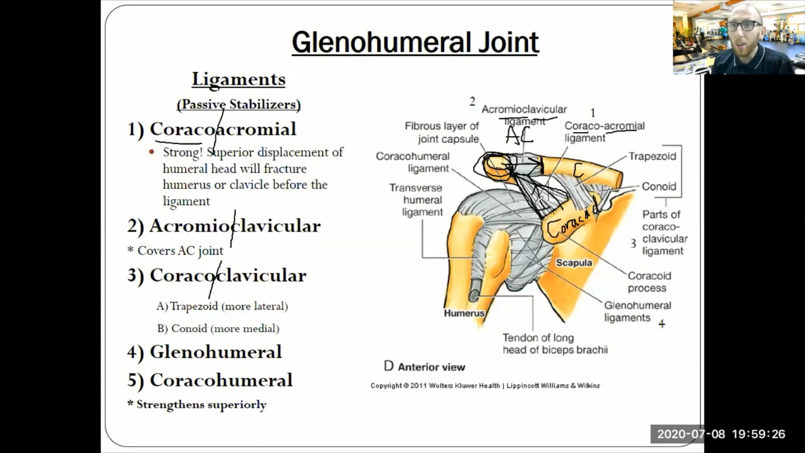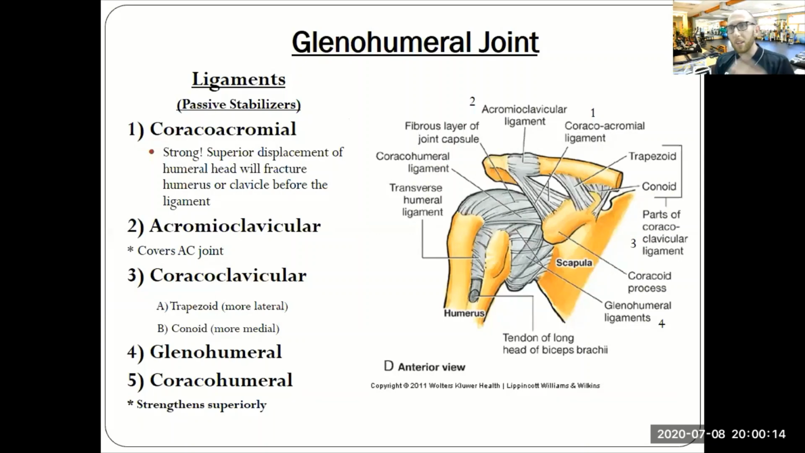Number 3, the coracoclavicular is down here, and coracoclavicular actually has 2 parts. You want to know both of them. First is the trapezoid part, with the conoid part right here. Both parts are from the coracoid process to the clavicle. That's the coracoclavicular ligament. Number 3, know both parts and know which one's lateral, which one's medial.